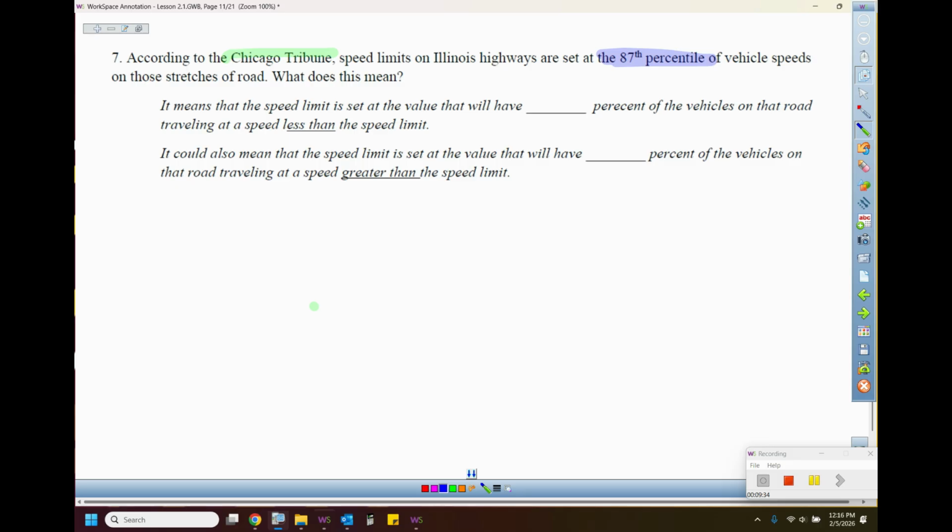So you're good if you're under the speed limit, you're bad if you're over. So the 87th percentile means that the speed limit is set at values that will have blank percent of the vehicles less than the speed limit. Less than is a good thing for the speed limit, so it's just going to be 87%. That's what an 87th percentile is: 87% of the drivers are doing what they're supposed to do. They're going less than the speed limit.